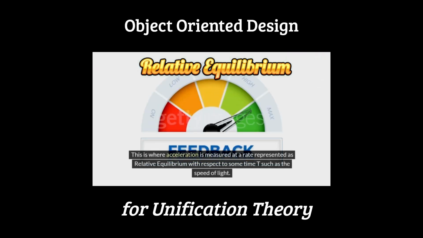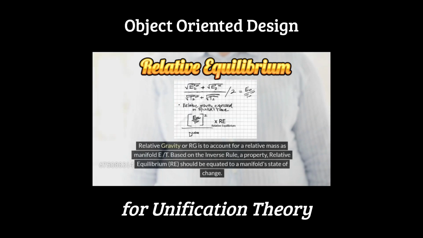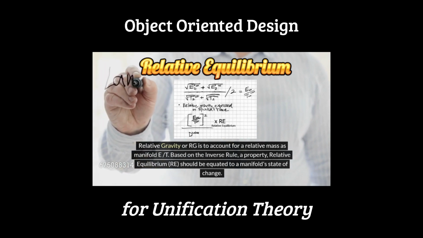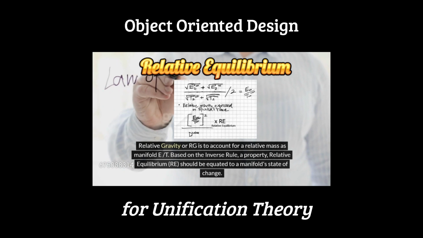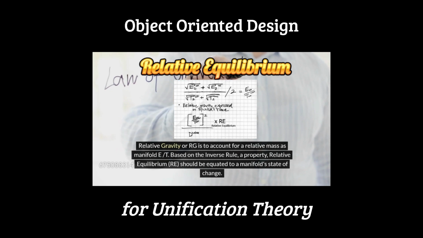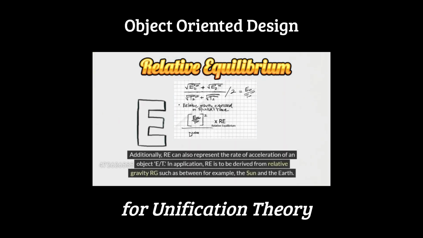This is where acceleration is measured at a rate represented as relative equilibrium with respect to some time t, such as the speed of light. Relative gravity, or Rg, is to account for a relative mass as manifold E/t. Based on the inverse rule, a property, relative equilibrium, Re, should be equated to a manifold's state of change. Additionally, Re can also represent the rate of acceleration of an object E/t.